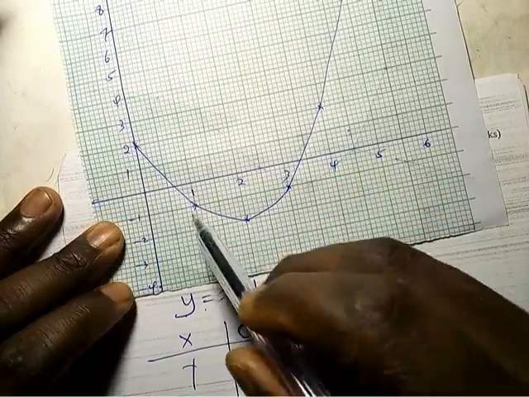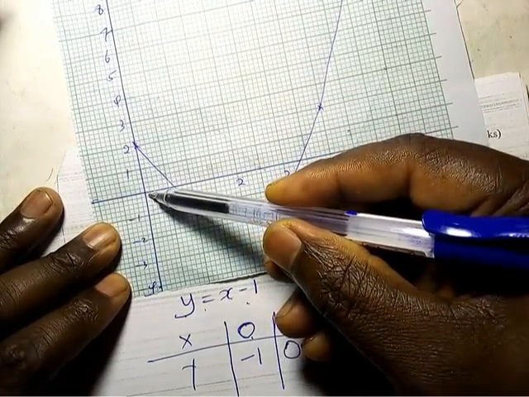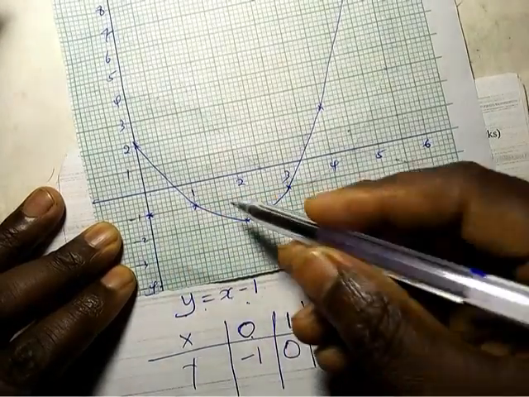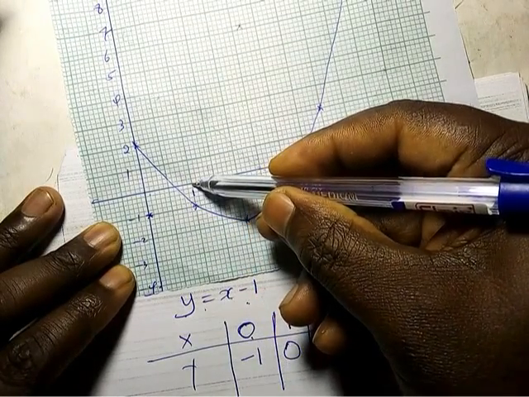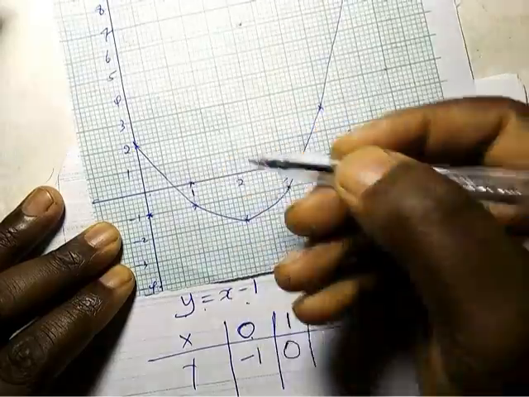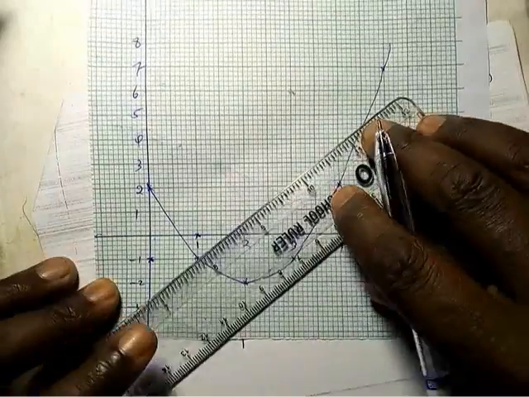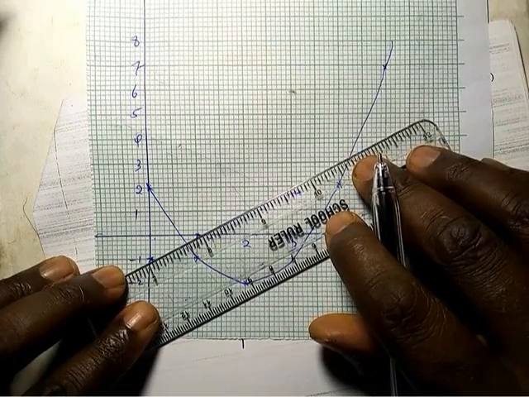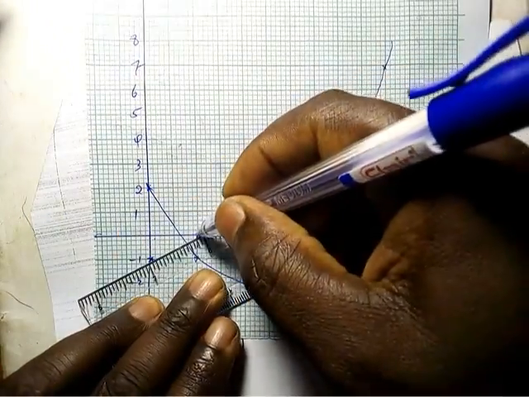When x is 0, y is negative 1. So we put negative 1 here. When x is 1 here, y is 0. So that is the point. So I have only two points, and they are enough to draw a line. So I align the ruler with these points and make sure my line goes on to cut the curve on both sides, here and here.